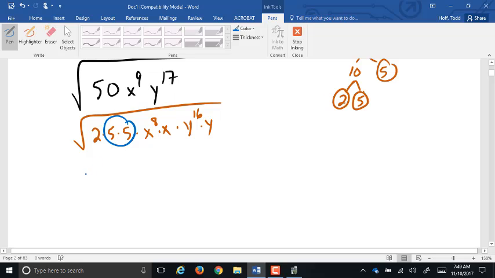But here you can take out the 2 5's, right? You can leave a 2 there. What's the square root? X to the 8th would be x to the 4th, right? We'll leave the other x inside. Y to the 16th would be y to the 8th, and you leave the other y inside.